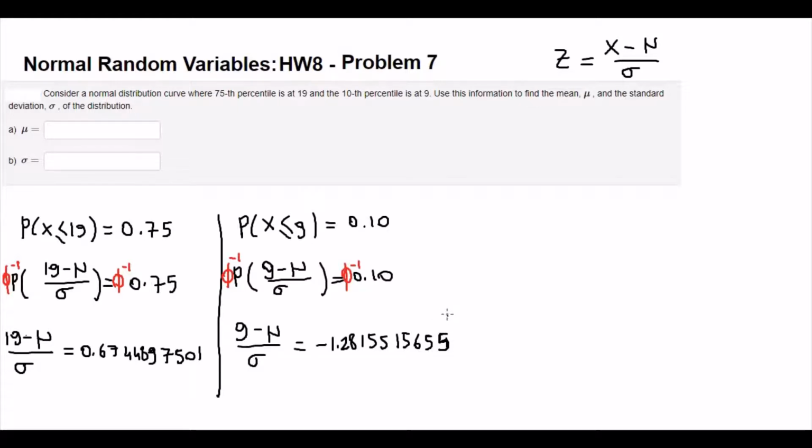Now we're going to solve for mu and sigma. So we can cross multiply and then create a system of two equations. So 19 minus mu is equal to 0.67 number times sigma.